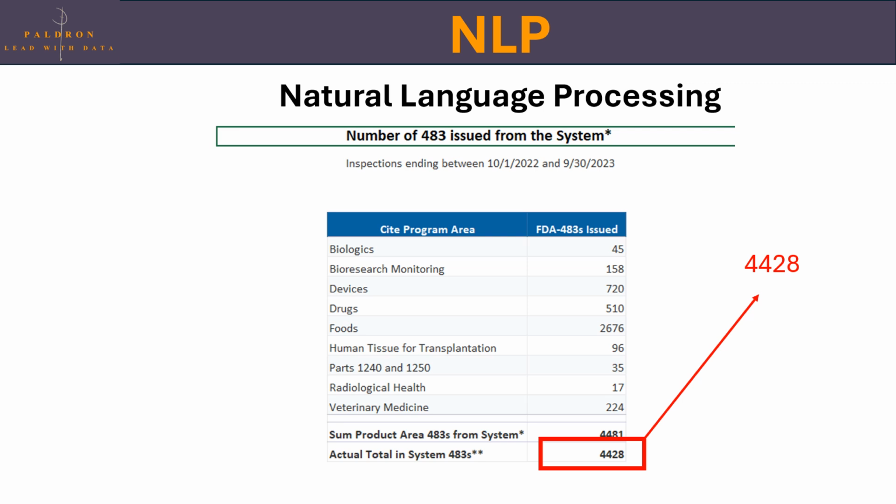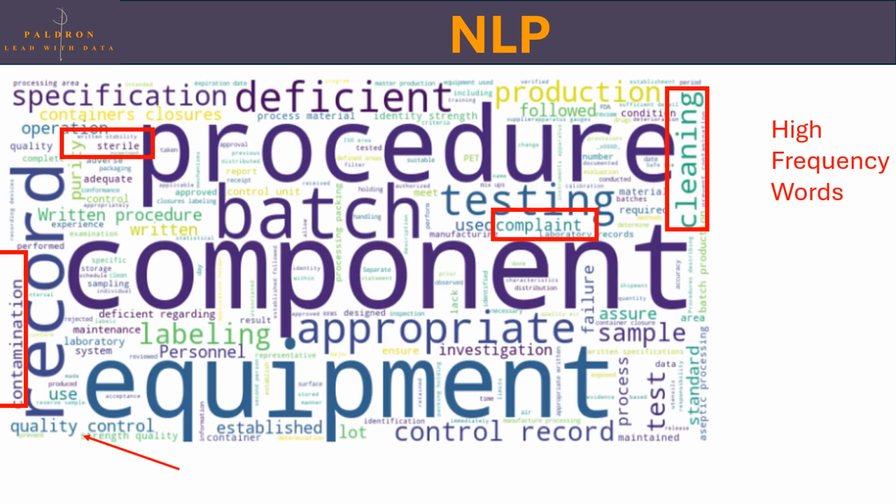However, with the use of natural language processing, we can actually look at every one of these records if we wanted to. I decided to focus on the drugs, and I'll show you a high level look at some of the results. I used a technique called natural language processing, and what that's able to do is review all 510 of those records, and it pulled out the highest frequency words. You can see procedure, batching, component, and equipment are all very, very large. So is the word record. And so they occur quite frequently inside that document.